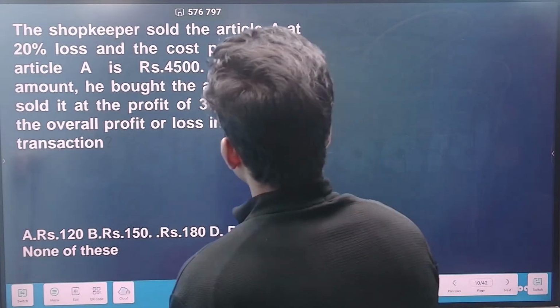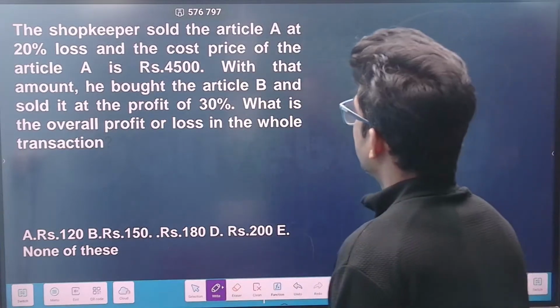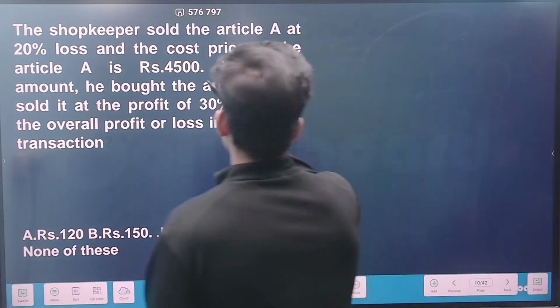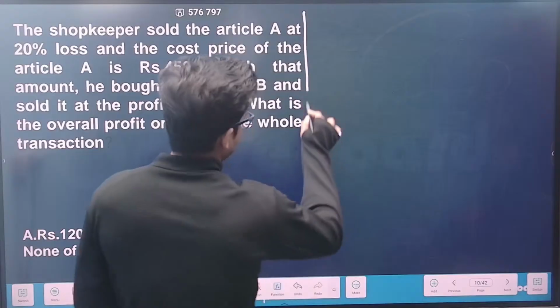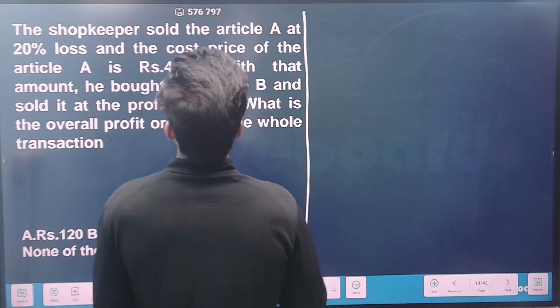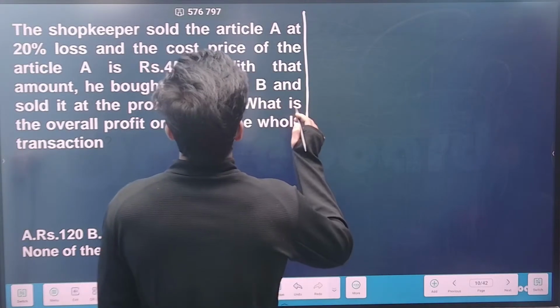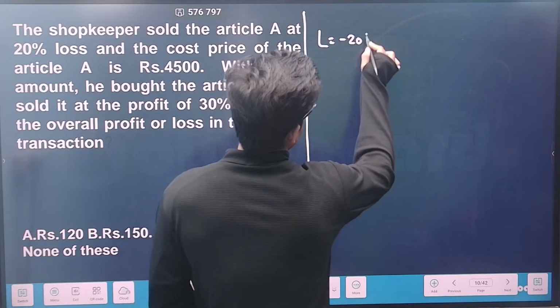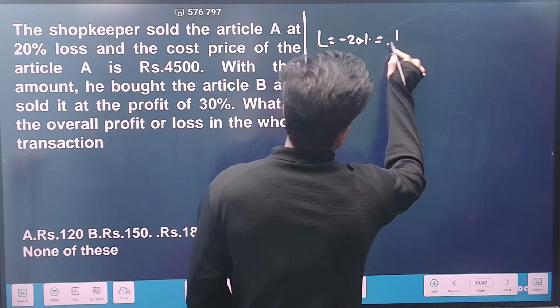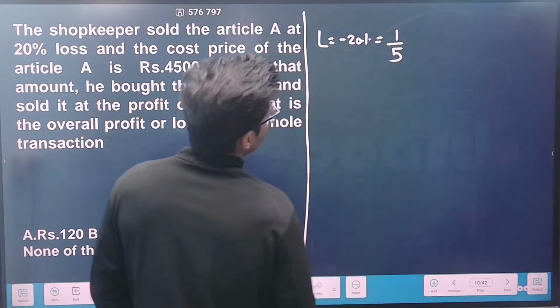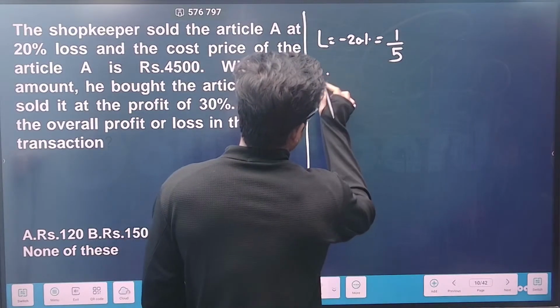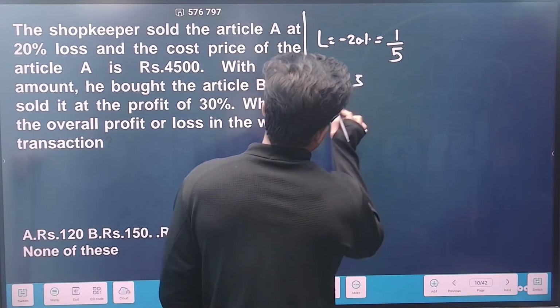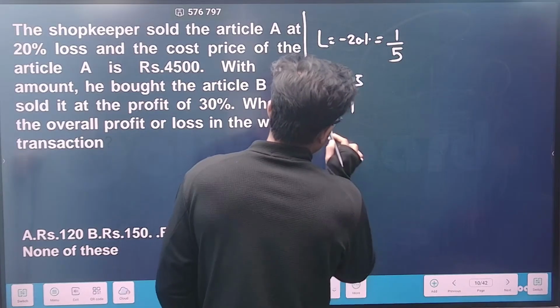A shopkeeper sold the article A at 20% loss and the cost price of the article is given. First thing you can get out yourself is that the article is sold at a 20% loss. So 20% loss means what? I can say 1 by 5, correct? So the cost price is basically 5, the loss is basically 1, then the selling price would be 4.